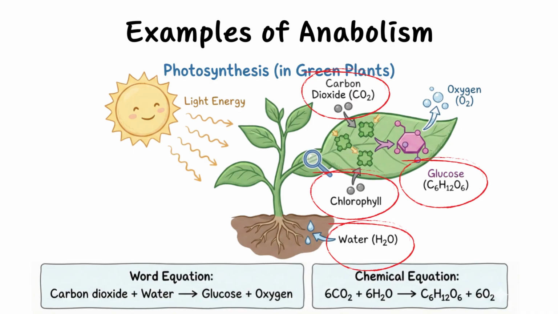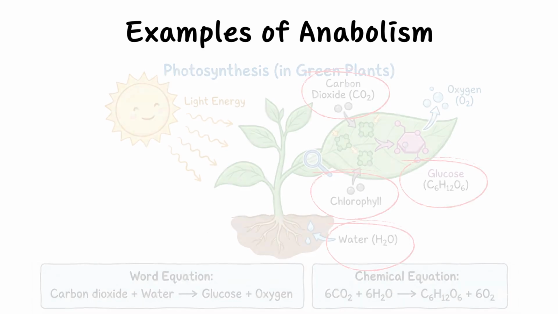Simple substances like carbon dioxide and water are built into complex substances like glucose. So that means photosynthesis is a building up process. It requires energy and the product is stored for growth and reproduction. Based on these characteristics, we can classify photosynthesis as an anabolic reaction.